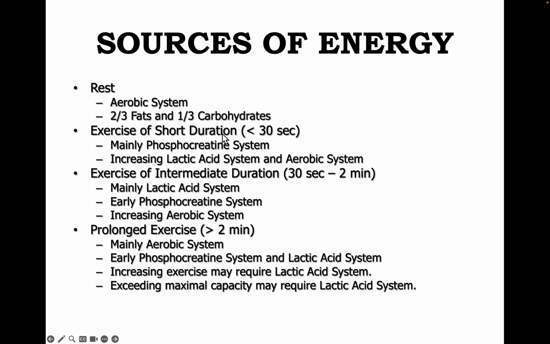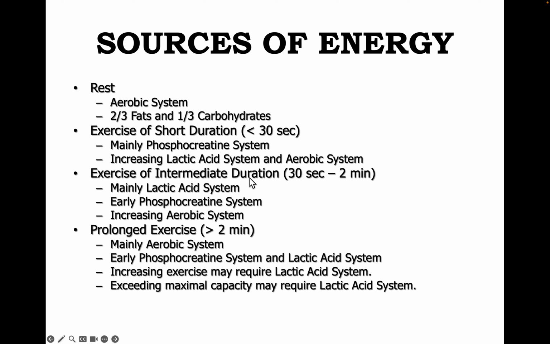For exercise of short duration, less than 30 seconds, the main source of energy is the phosphocreatine energy system. The lactic acid system, otherwise known as glycolysis, and the aerobic energy systems gradually provide more and more ATP as the exercise bout gets closer to 30 seconds.